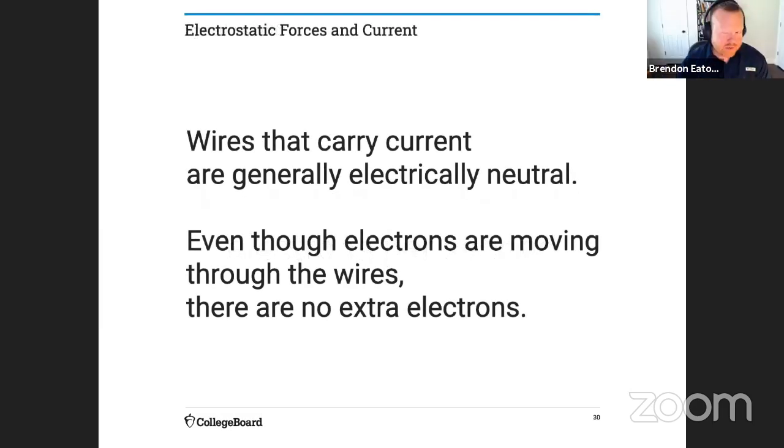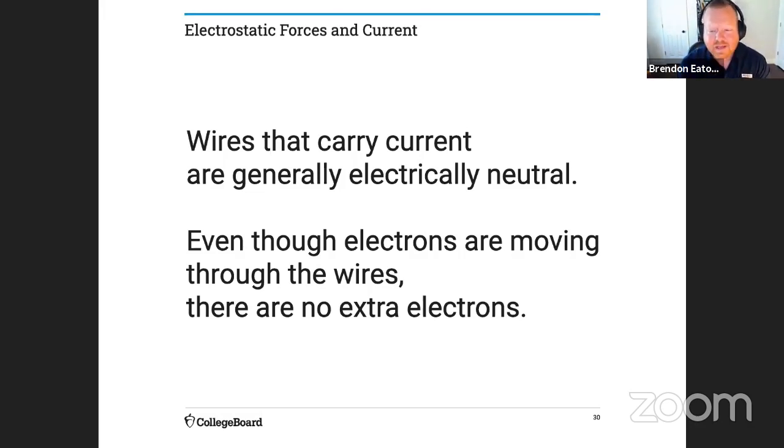So what we're trying to say is if you buy a power cord or an extension cord from the store, which is made of wire, they carry current. They are electrically neutral until you apply some sort of potential difference to that. And even though those electrons are moving through the wires, there are no actual extra electrons inside of a conductor when it's carrying current. I like to describe it as popping one electron in and one electron basically coming back out the other side.